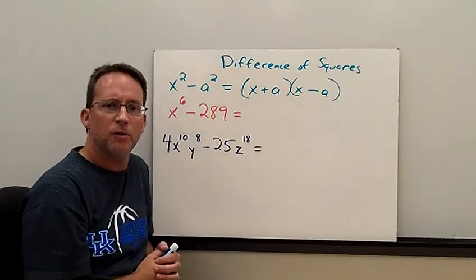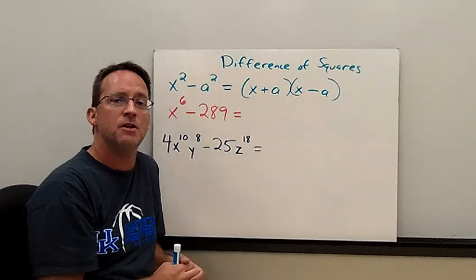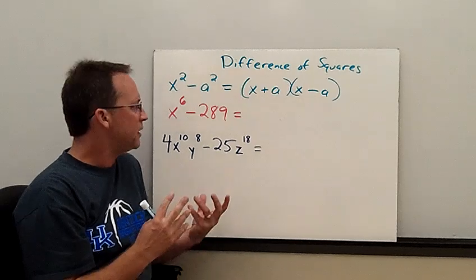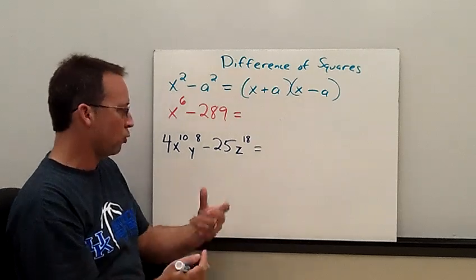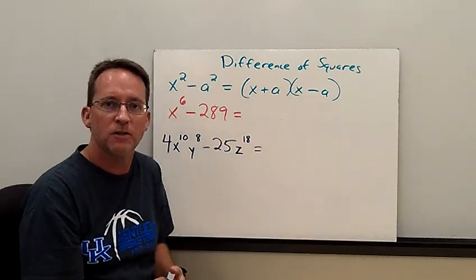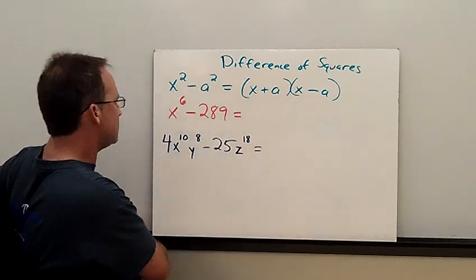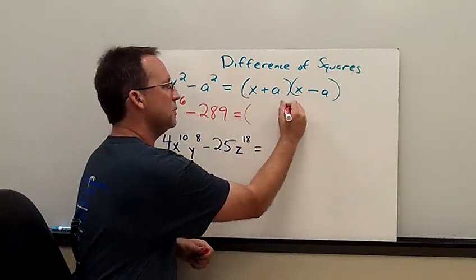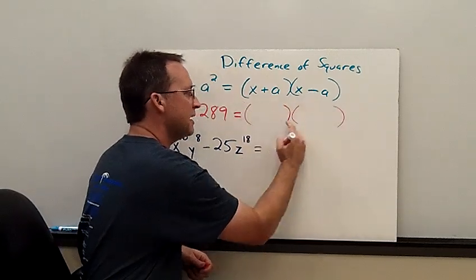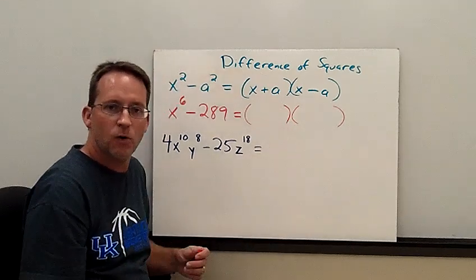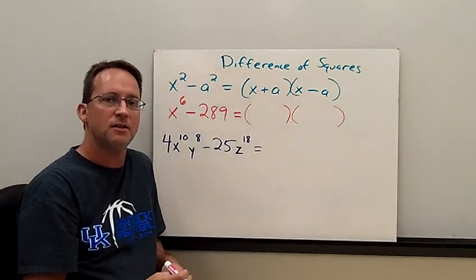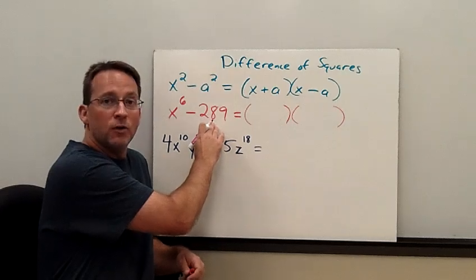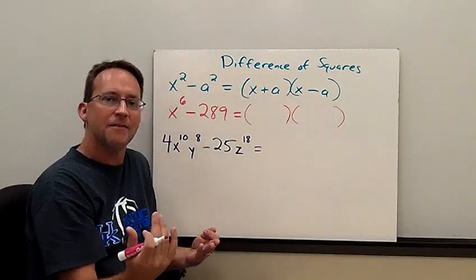So I've got a couple of problems here which you can factor as differences of squares, but there's kind of a little bit more than just like the x squared minus 4 that we saw in that last example. All right, so x to the 6th minus 289. You may not realize off the top of your head that 289 is a perfect square. That's why you've got your calculator there. You can kind of check and take the square root, and you'll realize that the square root of 289 is 17.